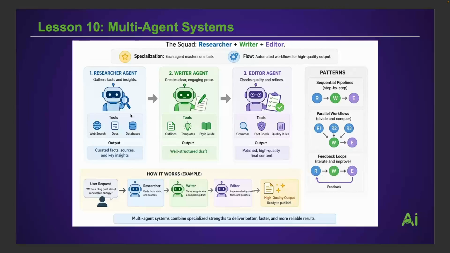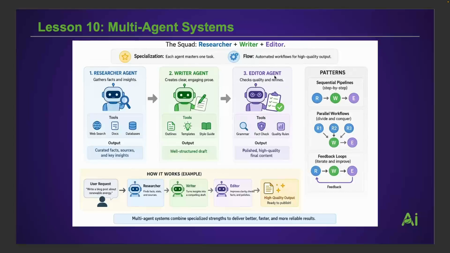One agent doing everything is like one person doing everything. It's not ideal. Real intelligence is specialized. A researcher who knows how to unearth facts, a writer who knows style and structure, an editor who catches errors. Together, they produce something better than one individual could.